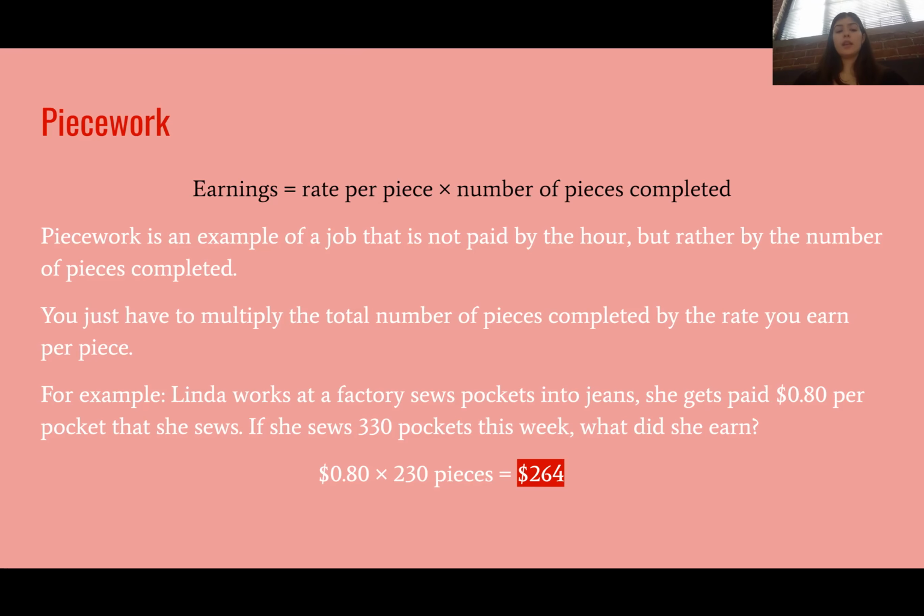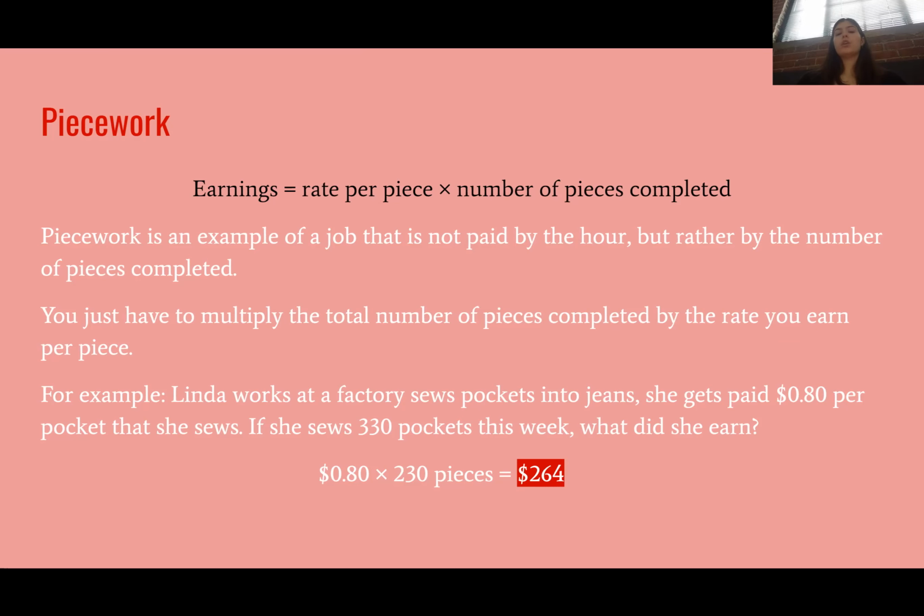All right, so to find out how much you would be making, all you're going to do is multiply the total number of pieces completed by the rate you earn per piece. So let's take a look at an example, all right? So Linda, she works at a factory. She sews pockets onto jeans, okay? She gets paid 80 cents or $0.80, right? So 80 cents per pocket that she sews. All right, so let's say this week she sewed 330 pockets. It's a lot of pockets. Okay.